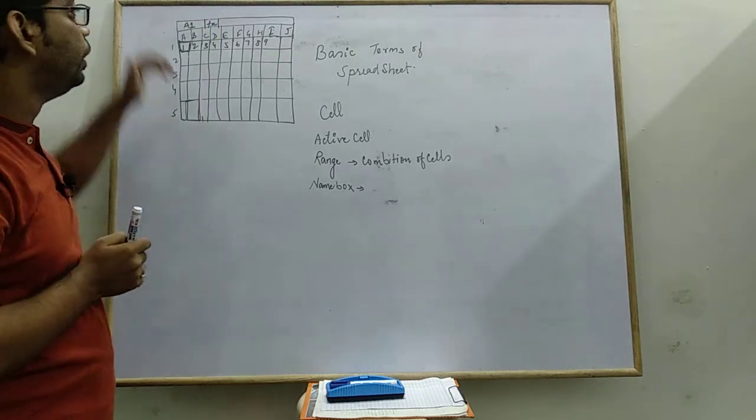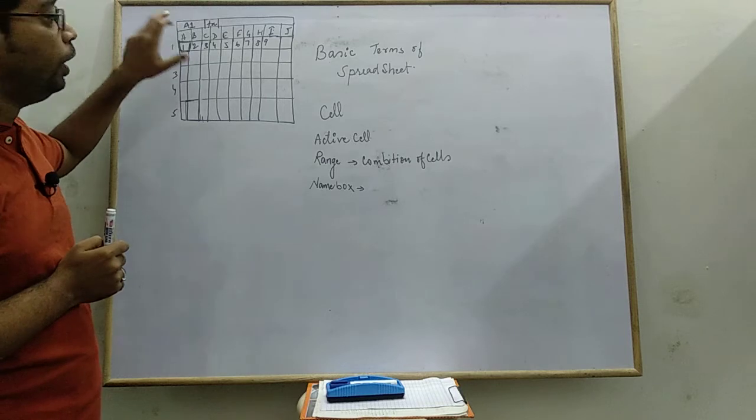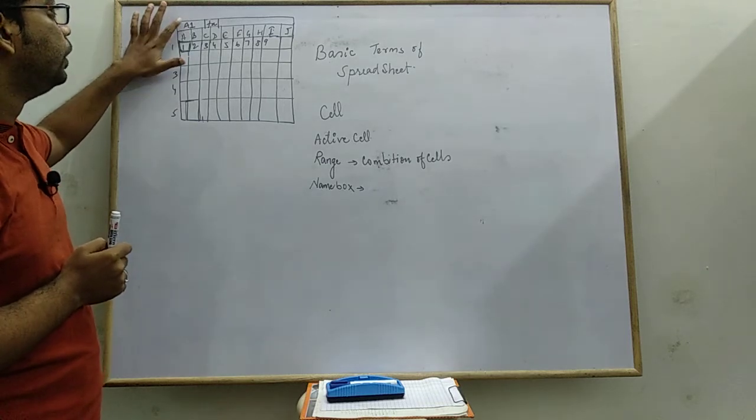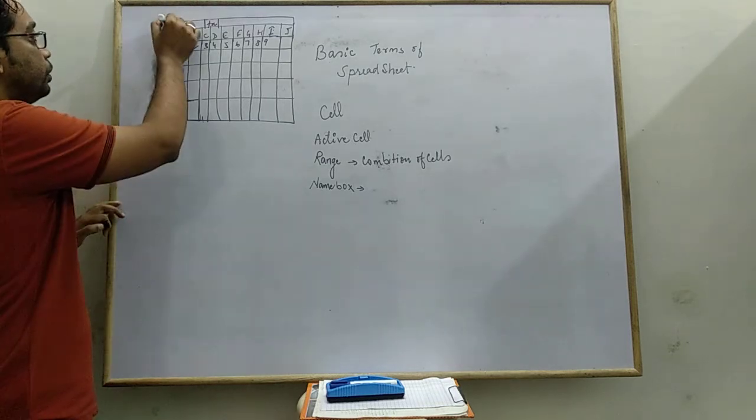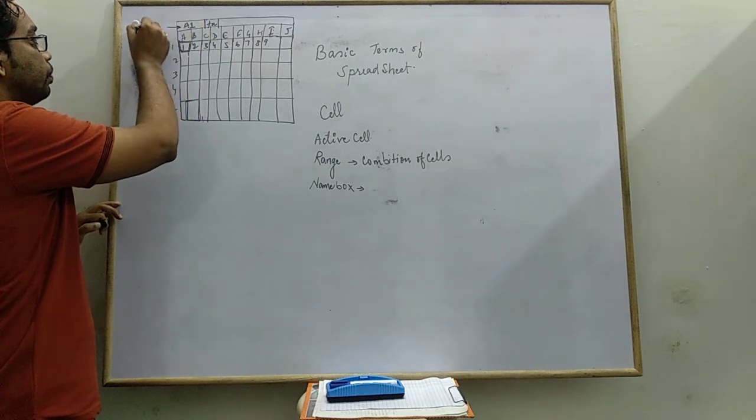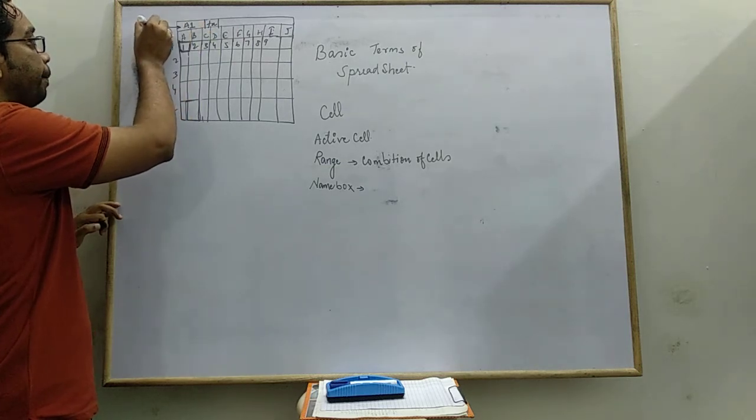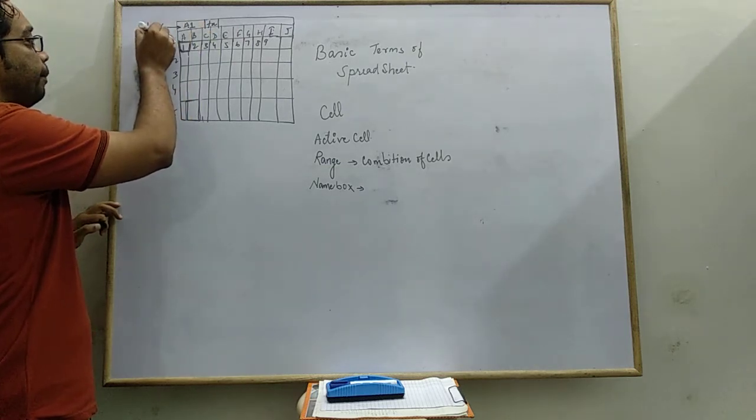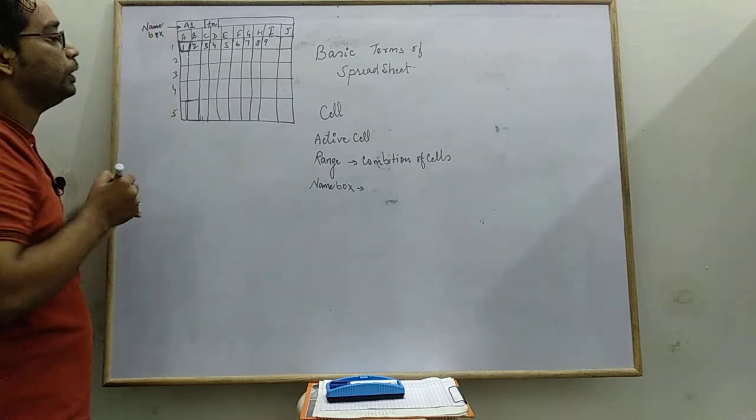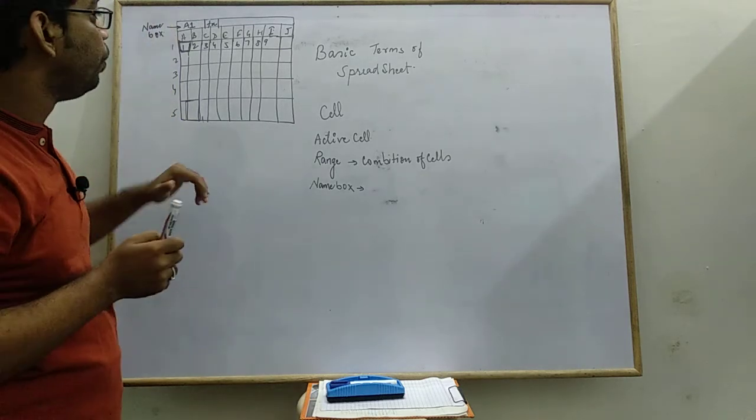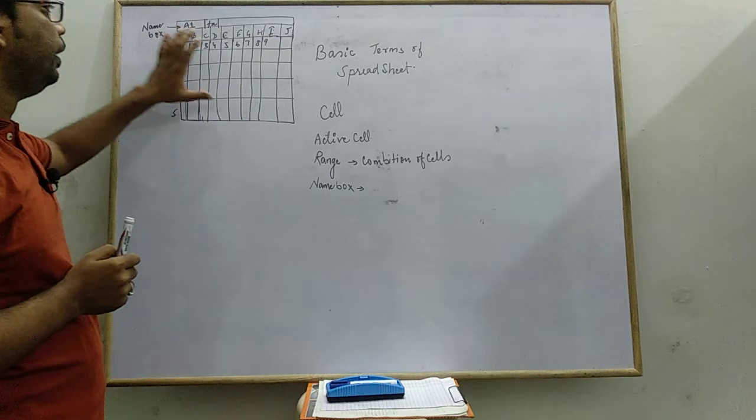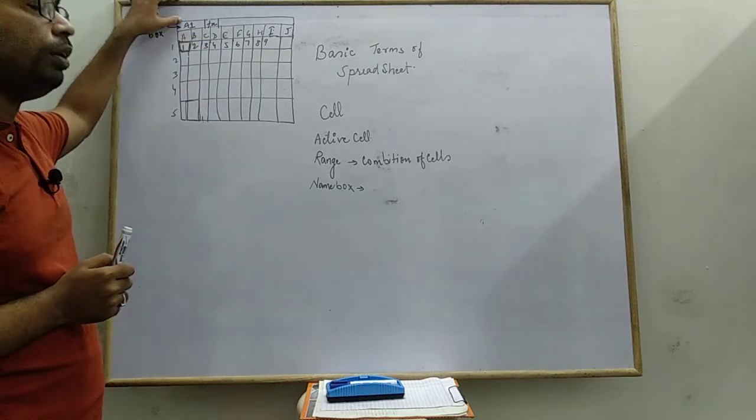The first one is the column and the second one is the row, like A1 appears. So this one is called the name box. Whatever you select, the name of that cell will appear here.